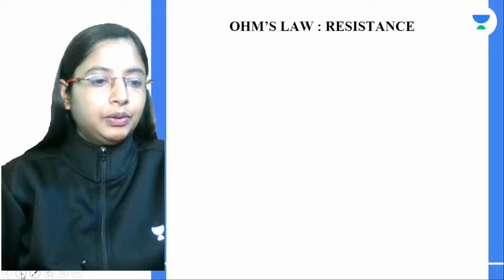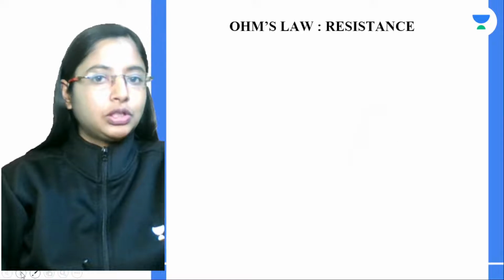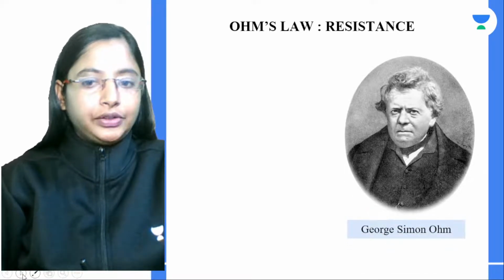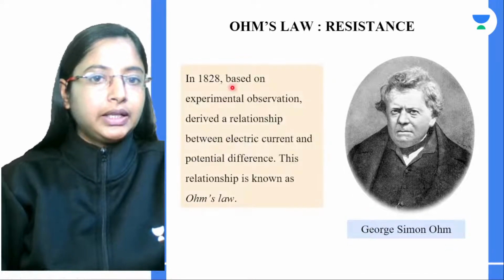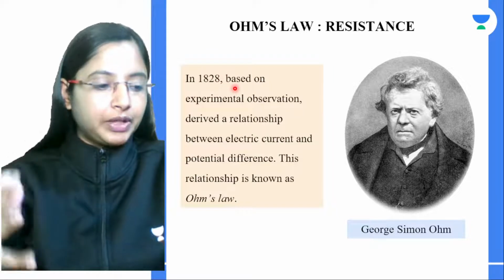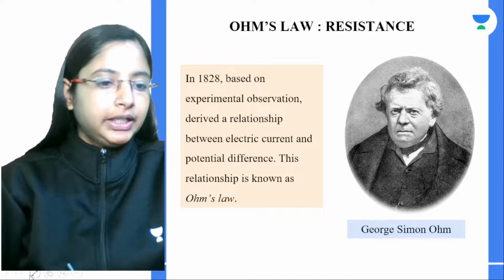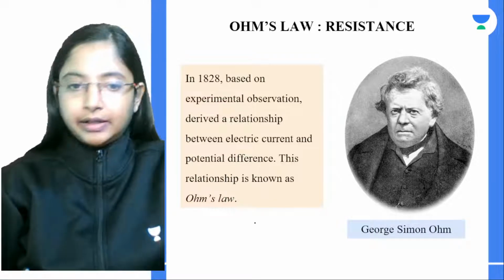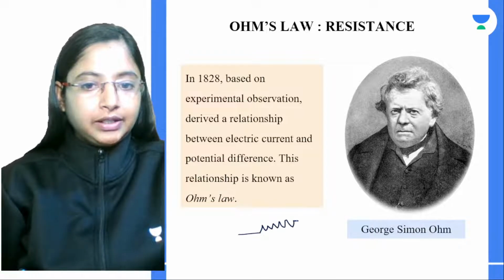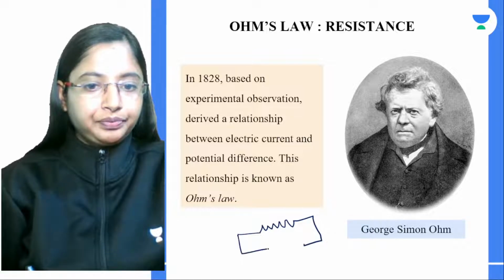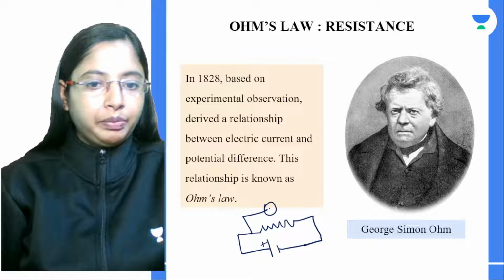Okay. Now, from there we learnt about what Ohm's law is. George Simon Ohm, in the year 1928, got an experimental observation. What he did was connect a resistor across a battery, and he connected a voltmeter across this particular resistor R.